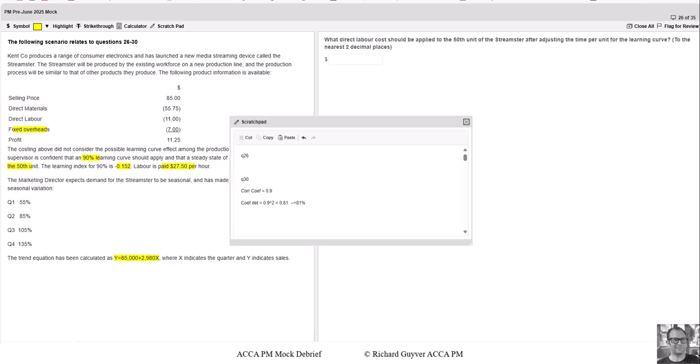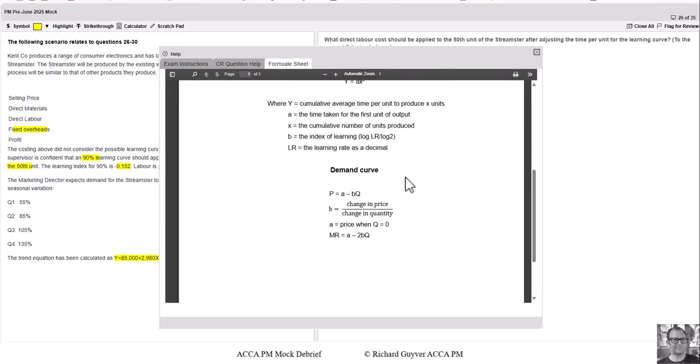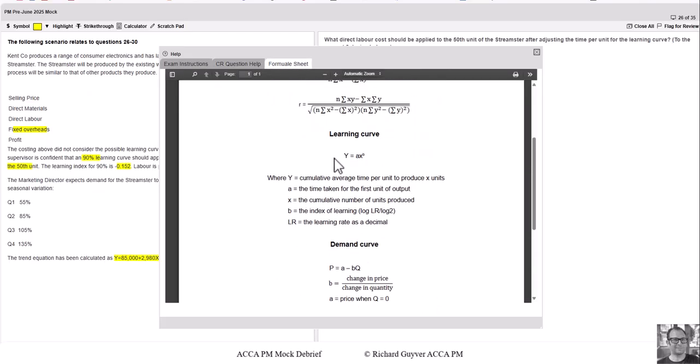We don't get many formulae in this exam, but we do get the learning curve, which is here. Y equals AX to the B. Y is the cumulative average time to produce X units. Often easier just to think of it as the average time rather than tie yourself up in knots of thinking what's going on there. A is the time for the first unit.